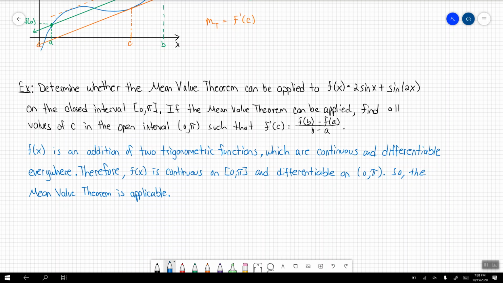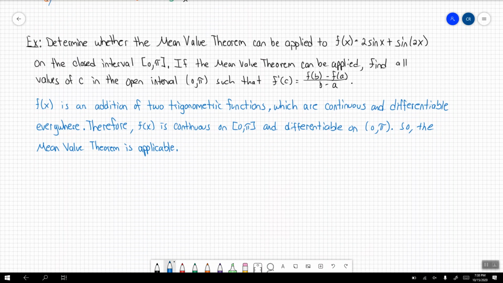Got it. Perfect. So now we're going to go through and identify everything that we need. First off, we're going to need a derivative. Okay, so let's go ahead and find that really quickly. F prime of x is now going to be 2 cosine of x. Sine of 2x will then be, by the chain rule, 2 cosine of 2x. Awesome. I need f of b and I also need f of a. So I'm going to find those as well.